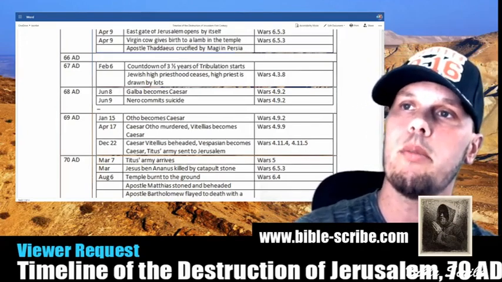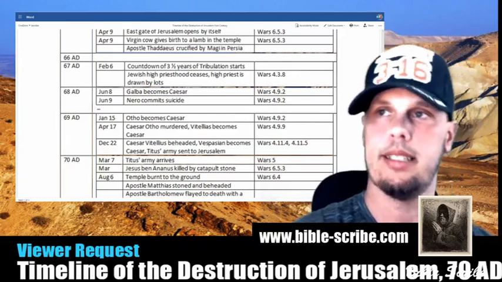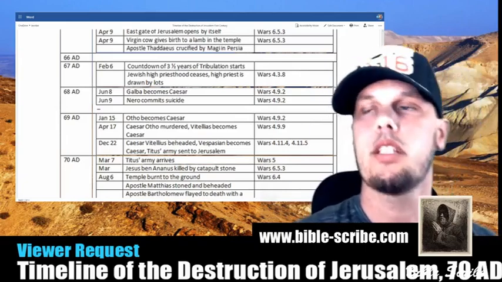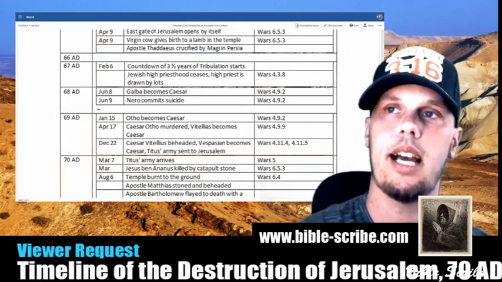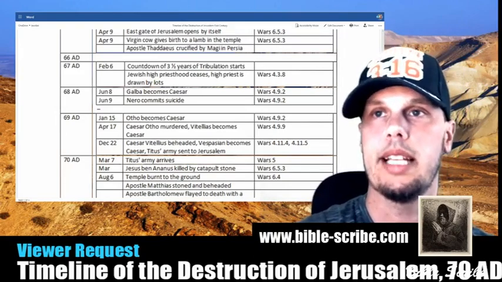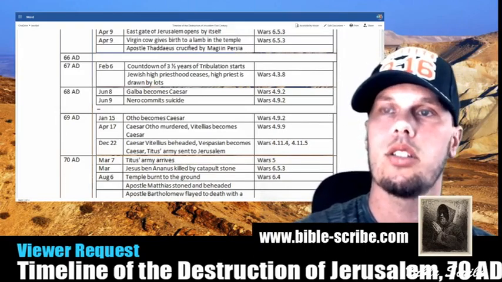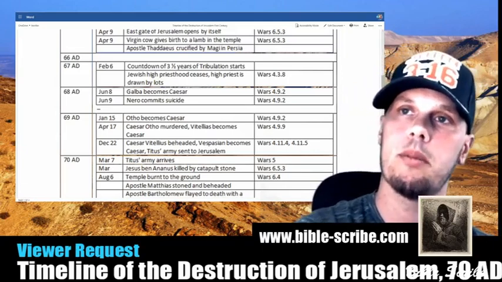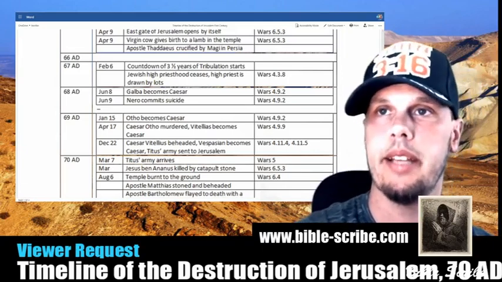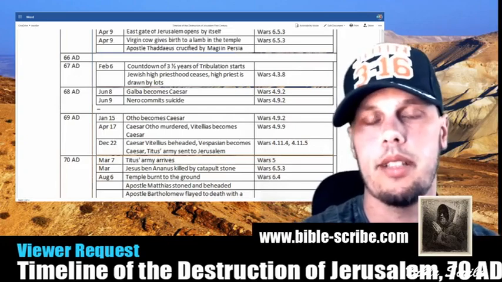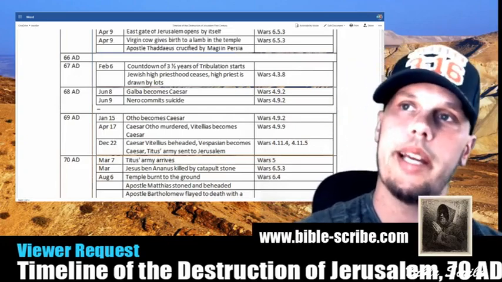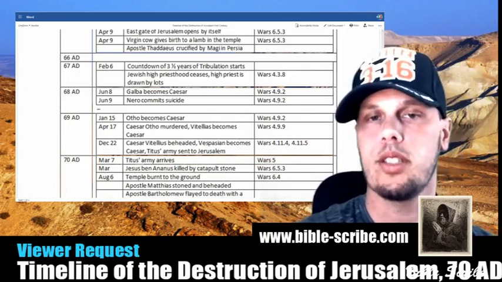And then December 22nd is when Vitellius ends up being beheaded and Vespasian becomes the Caesar. And then that's when he sends Titus's armies to Jerusalem to lay siege. So again, Vitellius becomes Caesar in April and is beheaded by December. So again, it's like 7, 8 months. These reigns were very short, as is referenced in the book of Revelation.